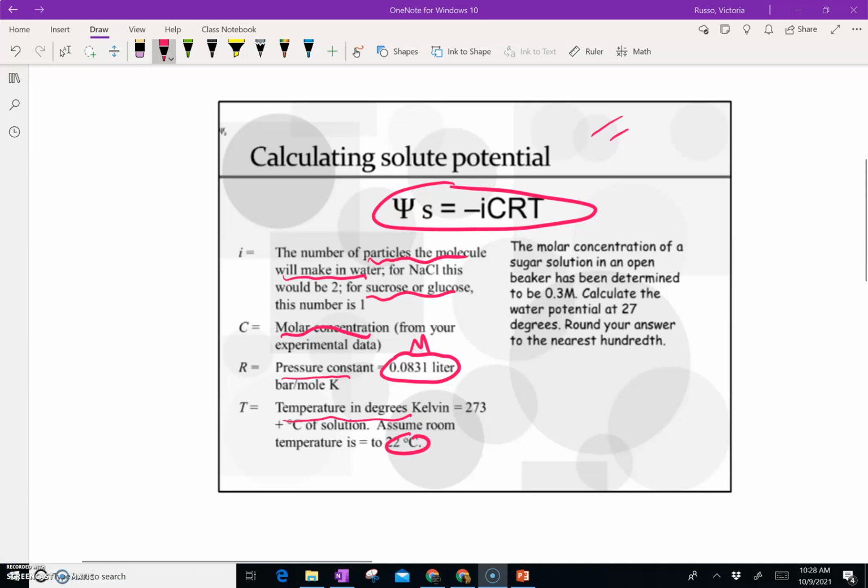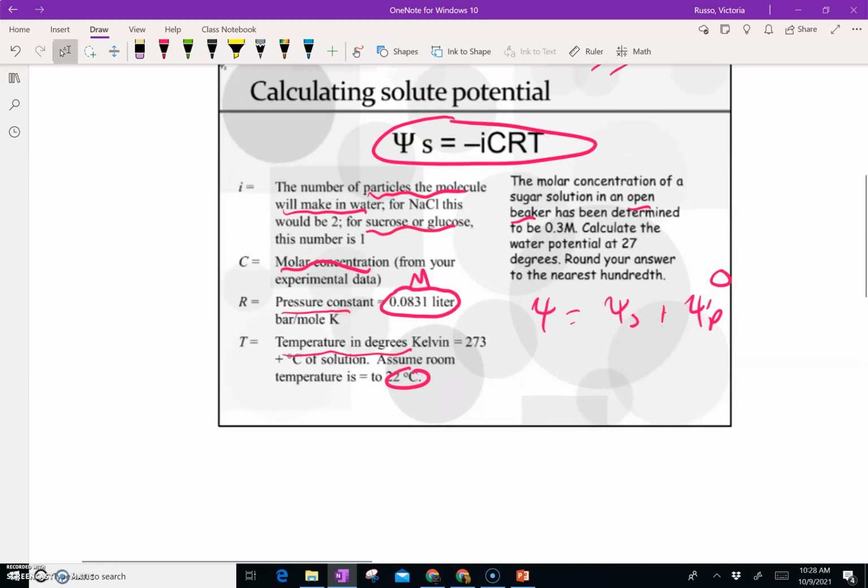So we're going to do this example right here. And again, this is not going to make complete sense, I promise, but we're getting you started. So it says the molar concentration of a sugar solution in an open beaker, so that means there's no pressure on the system, is 0.3. Calculate the water potential at 27 degrees Celsius. Round your answer to the nearest hundredths. So we first, remember, water potential is equal to the solute potential plus the pressure potential. Here the pressure potential is 0 because it's in an open container.